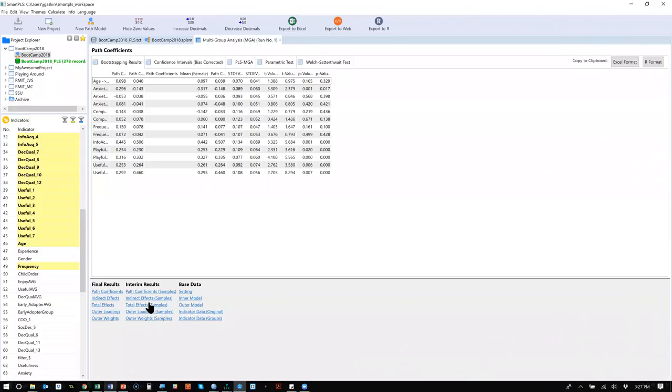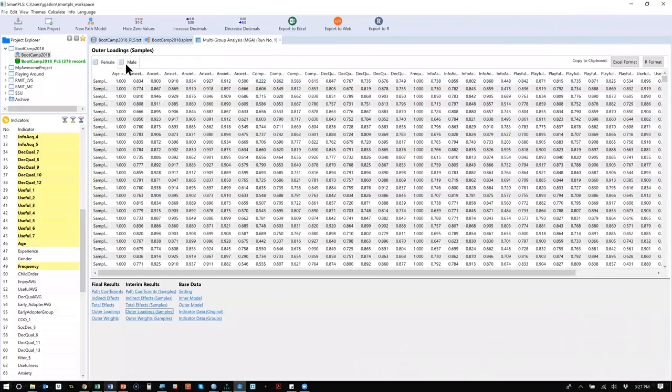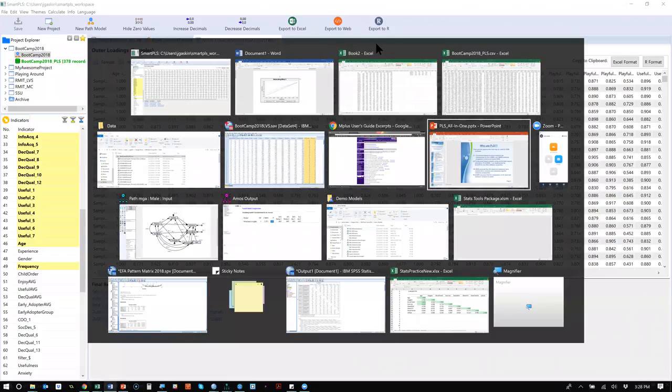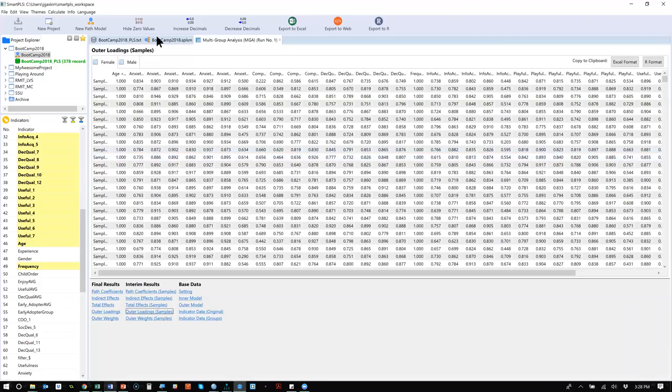I wonder, I just want to check one more thing here. Interesting. Nothing. Okay. That's MGA. That's multigroup. That easy. So multigroup analysis is no problem. What have we missed? Let me go look at my slide here. Effect sizes. We haven't talked about that. Right. Okay. Effect sizes are calculated for you in SmartPLS, just like everything else.